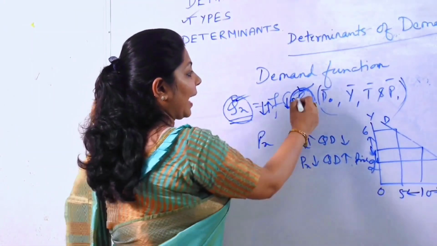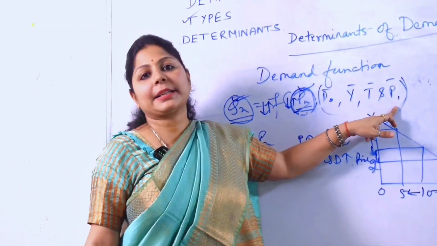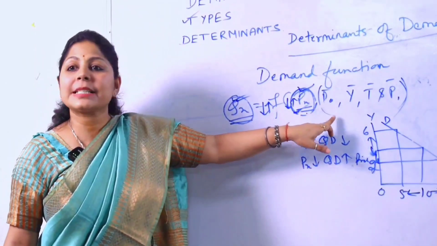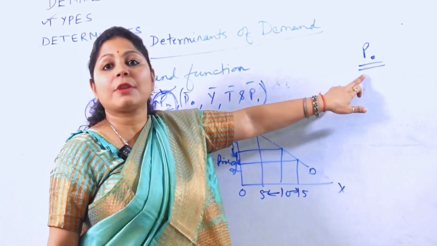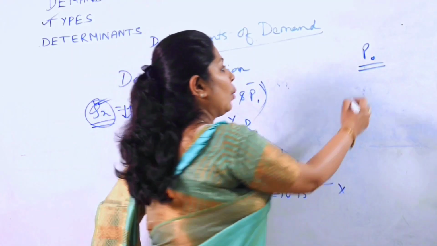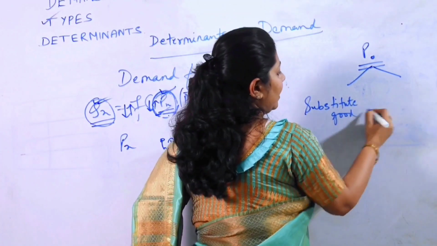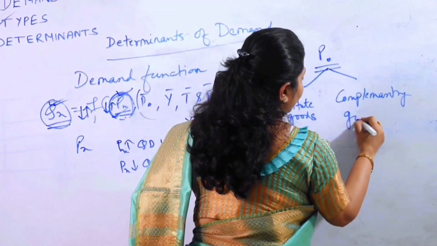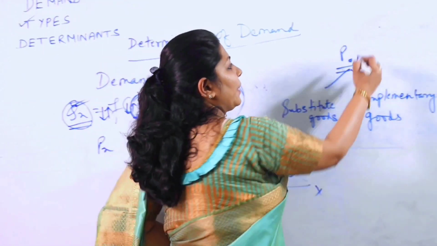Now when price of the commodity fluctuates, other things remain constant. When any of these factors fluctuate, then the price will remain constant. Say, when we talk about the second determinant, which is the price of the related commodity. Price of the related commodity can be divided into two. One is your substitute goods, the other is your complementary goods.